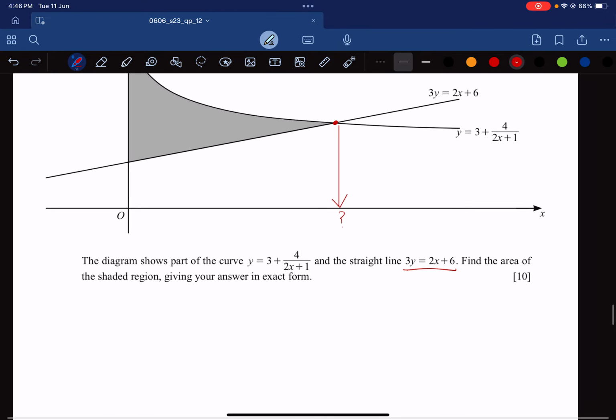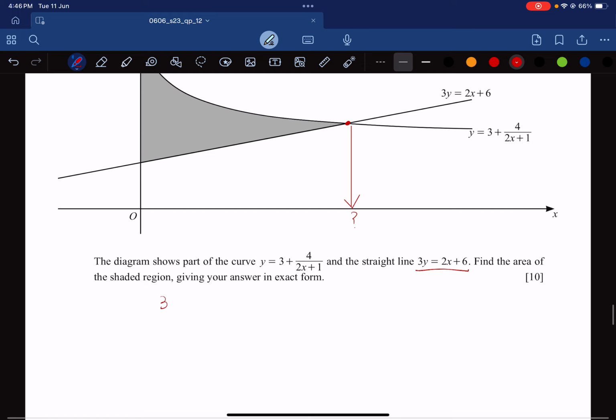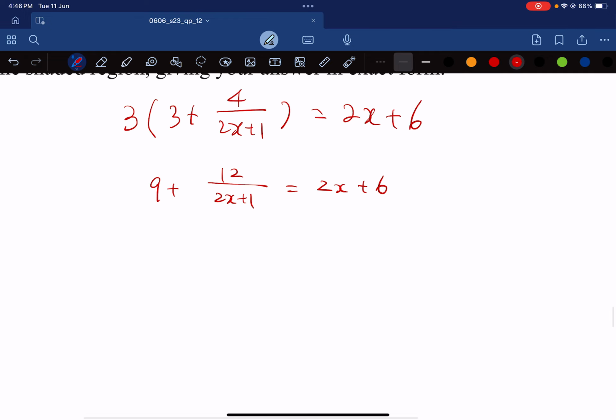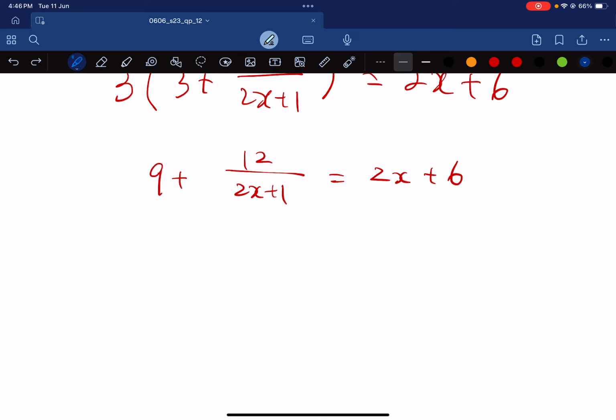Okay, so we have 3 plus 4. I'm substituting this into the y here, right? The 2x plus 6. So we have 9 plus 12. 2x plus 1 equals 2x plus 6. Okay, to get rid of the denominator, both sides times 2x plus 1.